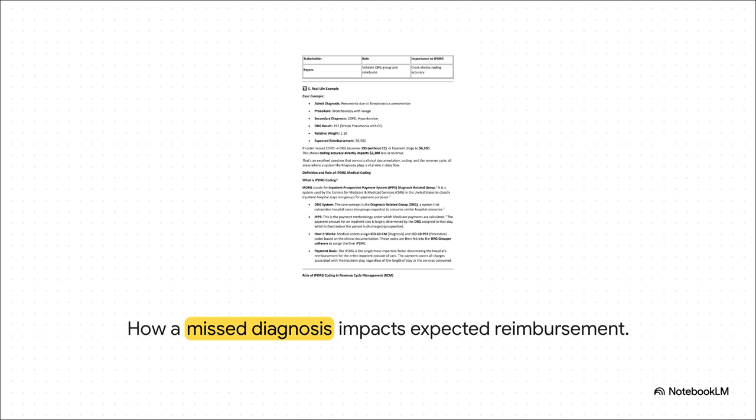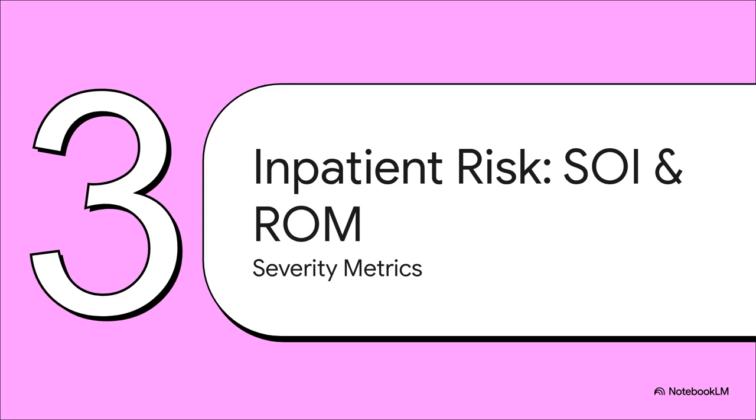When you multiply that kind of loss across an entire health system over the course of a year, you can easily see how CMI drift occurs and exactly why clinical documentation is a massive executive priority. All right, Section 3, Inpatient Risk. We're going to explore severity metrics like severity of illness and risk of mortality.